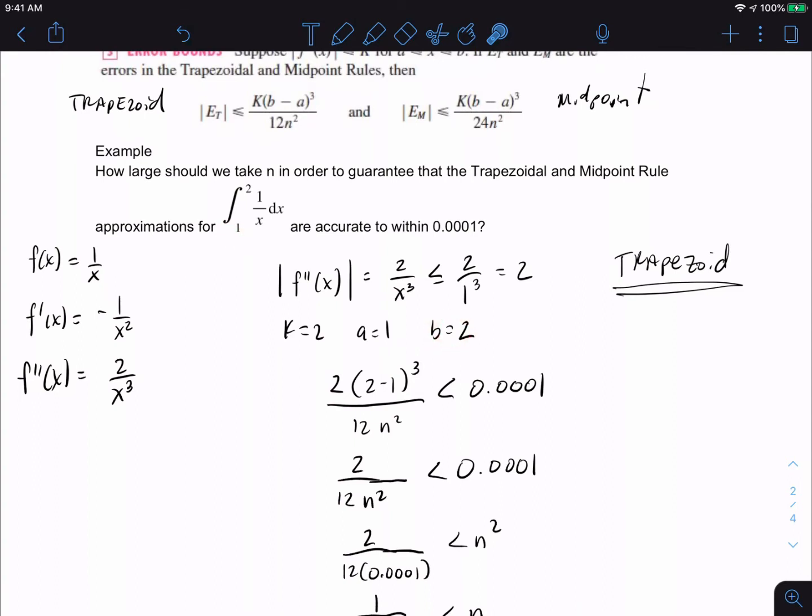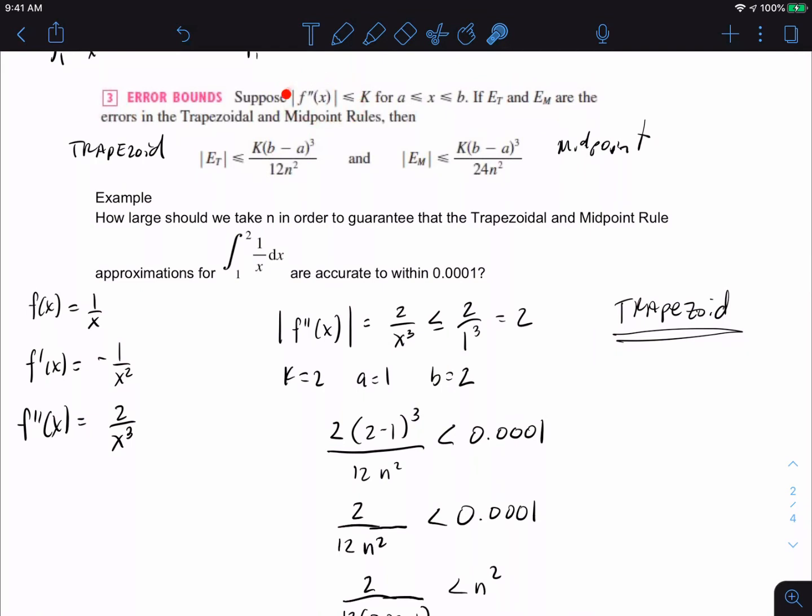My B is the upper bound. And my K comes from this right here. It's the absolute value of the second derivative has to be less than or equal to K. So that's why I took the second derivative. What I did is I plugged in the derivative, and what I substituted in was the 1, and the reason I used 1 was it was the lower bound in this case, which gave me my K to be 2. That's how I got K is 2, A is 1, B is 2.